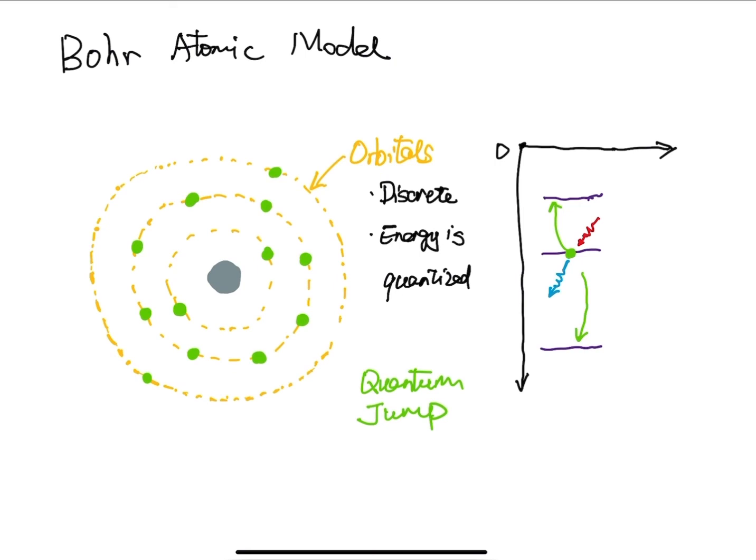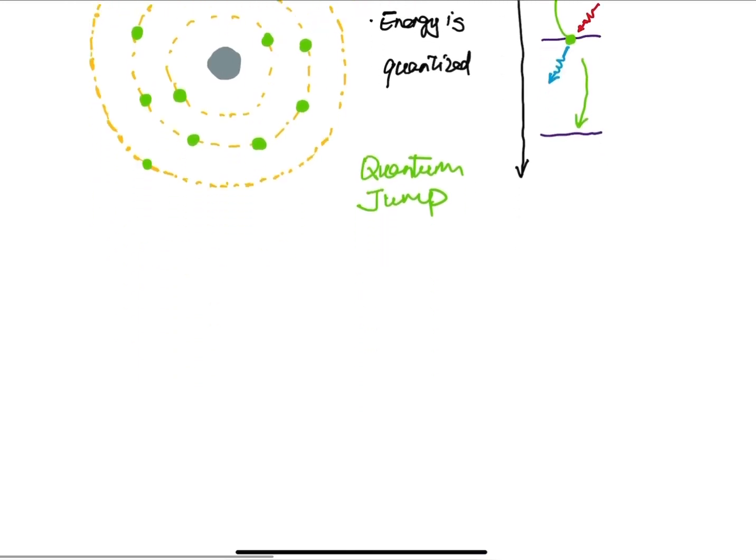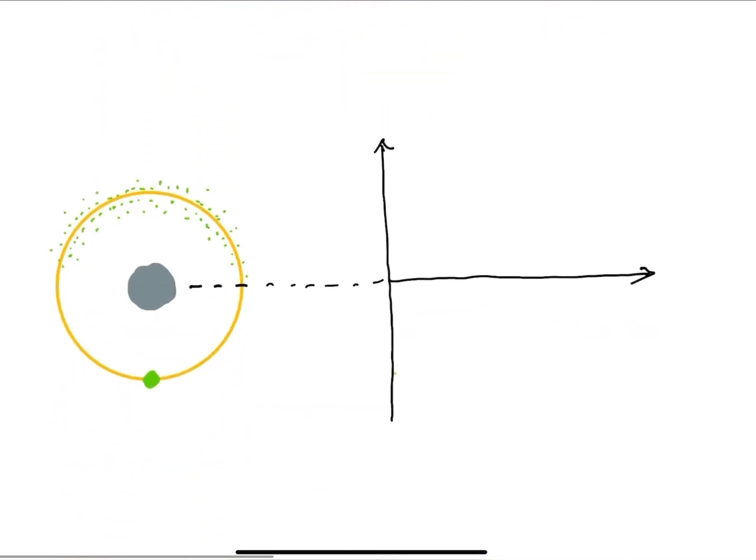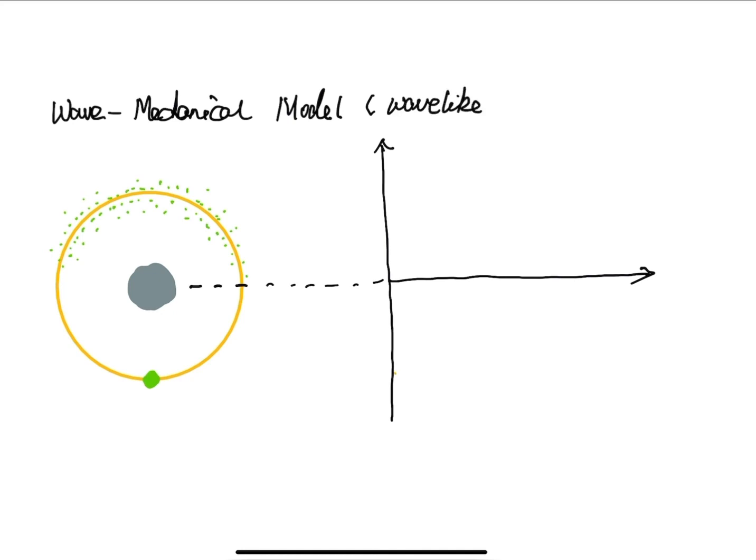This Bohr model was eventually found to have some limitations. A resolution was reached with a wave mechanical model, in which the electron is considered to exhibit both wave-like and particle-like characteristics.